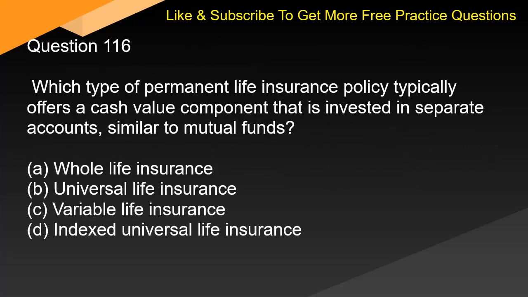Question 116. Which type of permanent life insurance policy typically offers a cash value component that is invested in separate accounts, similar to mutual funds? A. Whole life insurance. B. Universal life insurance. C. Variable life insurance. D. Indexed universal life insurance.